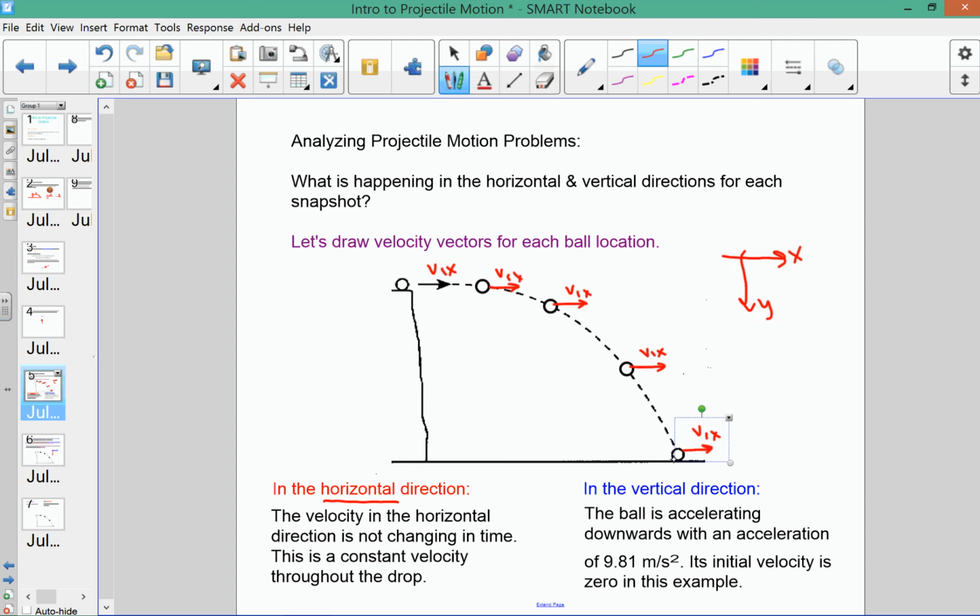Right before the pool ball hits the ground, we can assume it's still accelerating at that point, so it hasn't quite hit the ground yet. It hasn't touched the ground yet. Okay, so that's just the x direction. Constant velocity going on in the x direction.